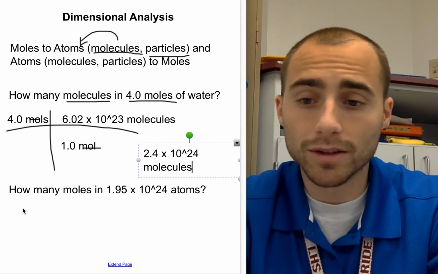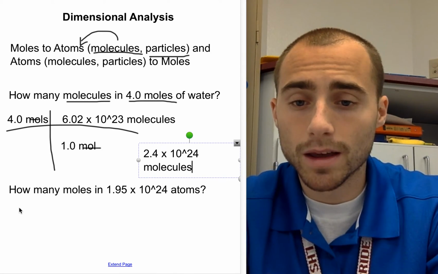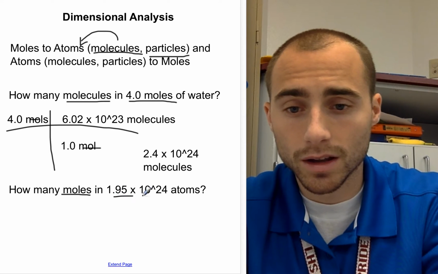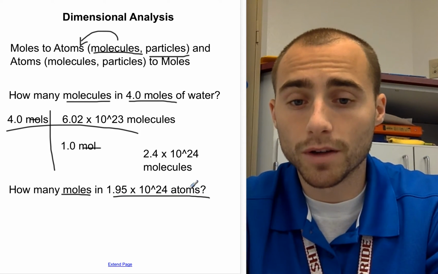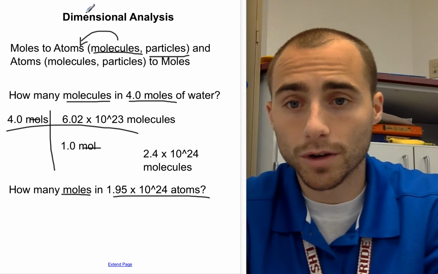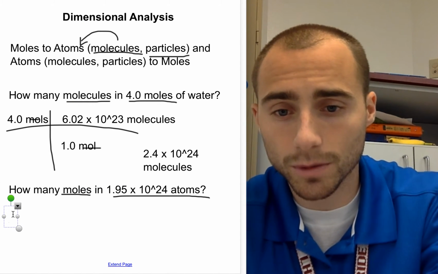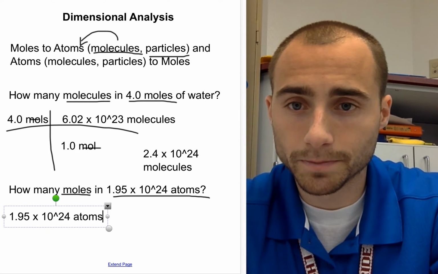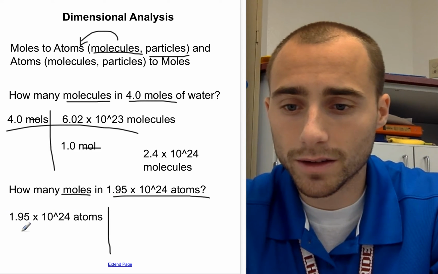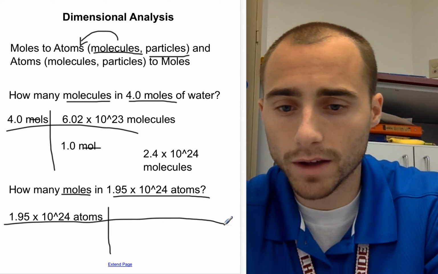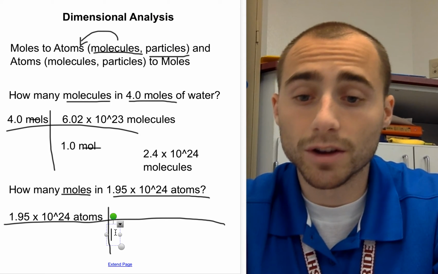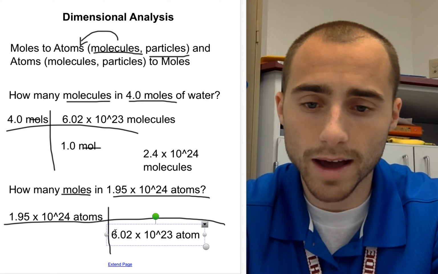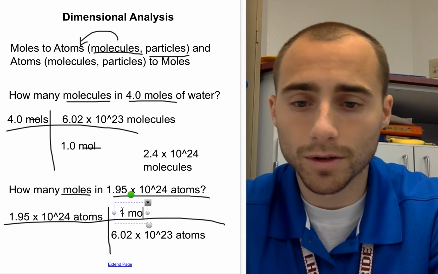Okay, our last dimensional analysis problem, that is one step. How many moles are in 1.95 times 10 to the 24th atoms? That means we are converting from atoms, because we're given atoms, we're converting to moles. So you always write down your given first, which is 1.95 times 10 to the 24th atoms. Then you draw your picket fence, just like that. Diagonal from it, you'll see on your pink sheet, you're given everything you need on your pink sheet. You put 6.02 times 10 to the 23rd atoms. And above that, that's how many atoms are in 1 mole.